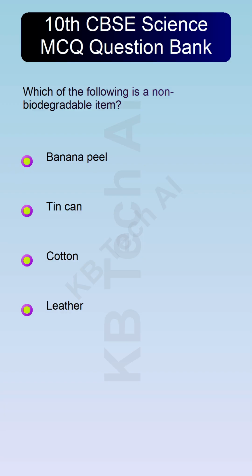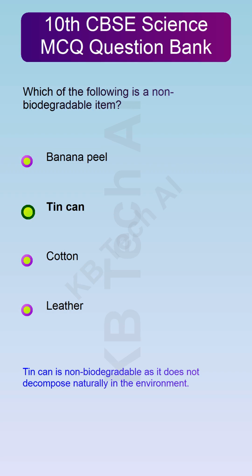Which of the following is a non-biodegradable item? Option 1, banana peel, option 2, tin can, option 3, cotton, option 4, leather. The answer is, option 2, tin can.